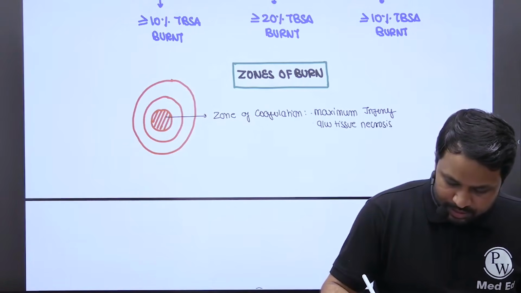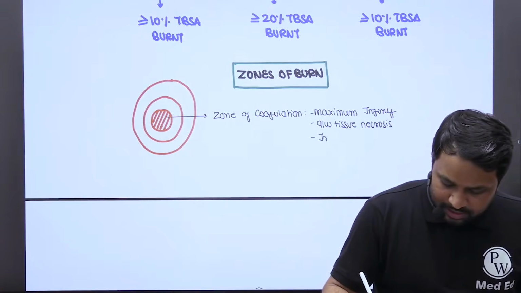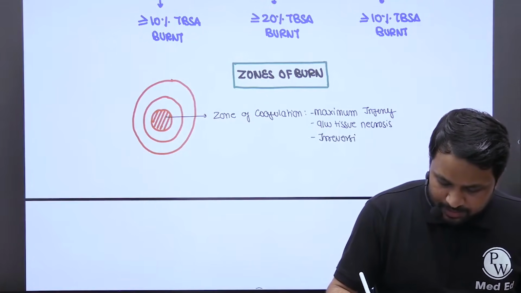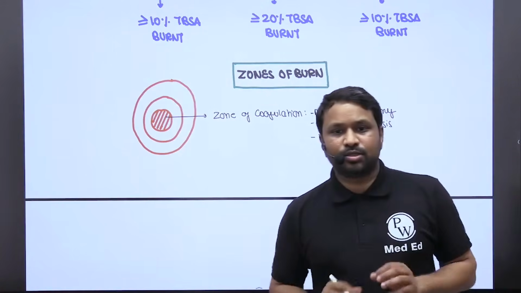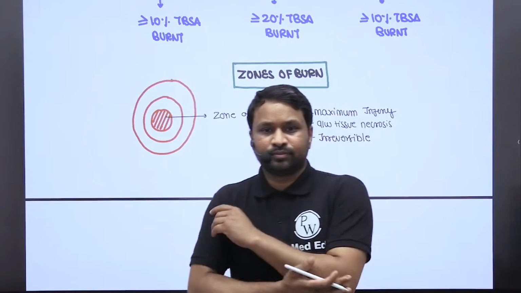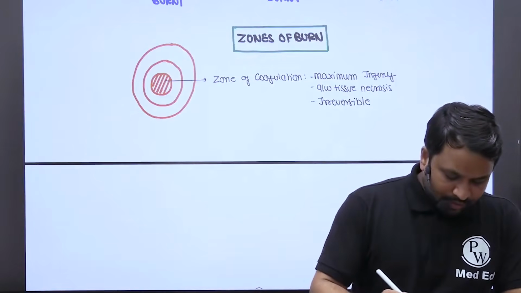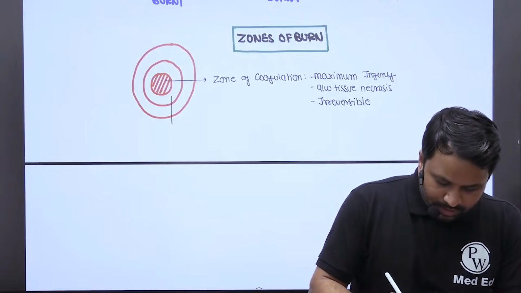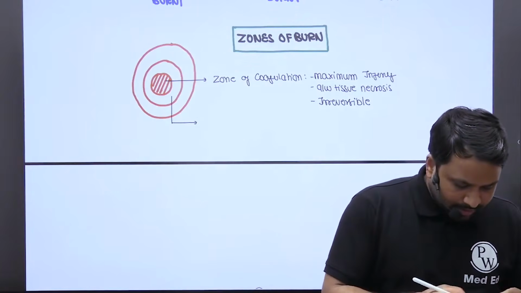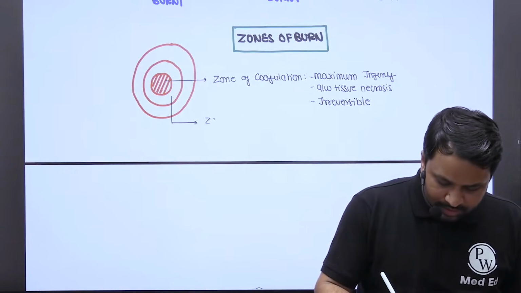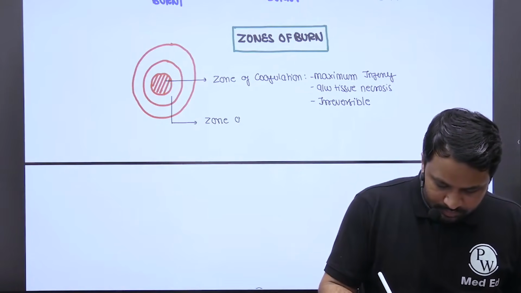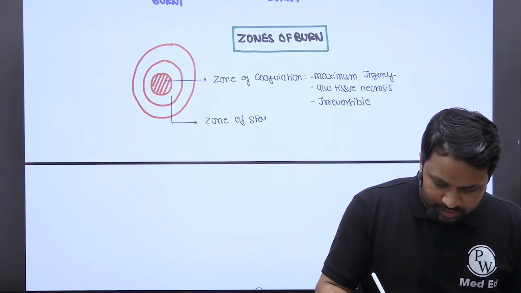This is associated with tissue necrosis, and this is irreversible. That is your zone of coagulation. Now after the zone of coagulation, the second zone that you see here is what we call the zone of stasis.